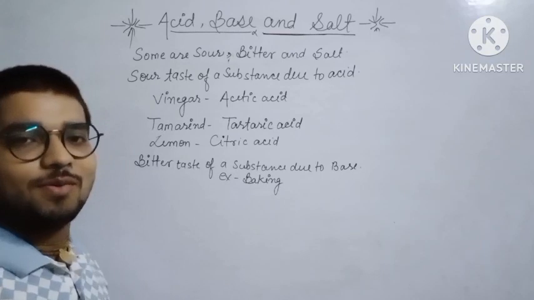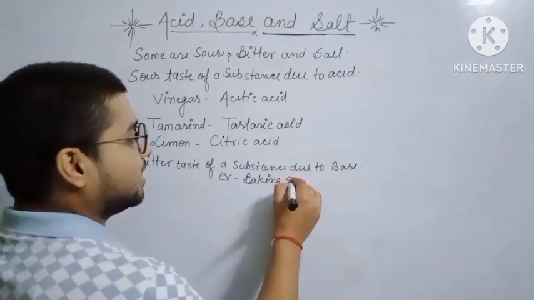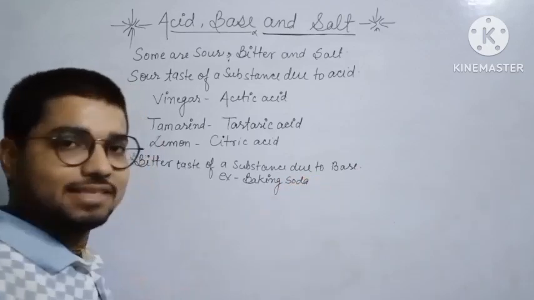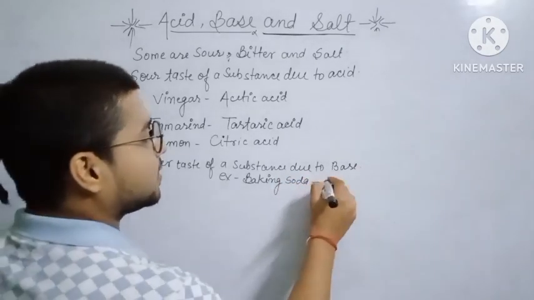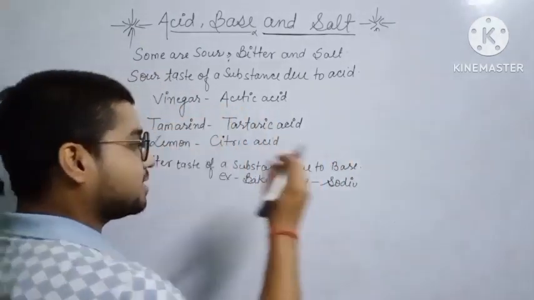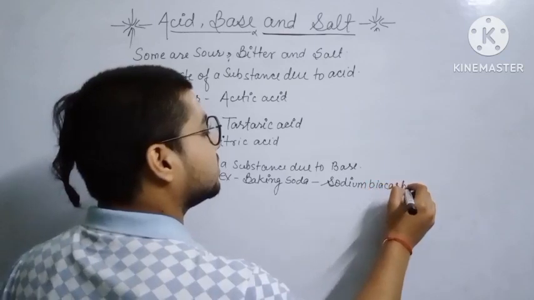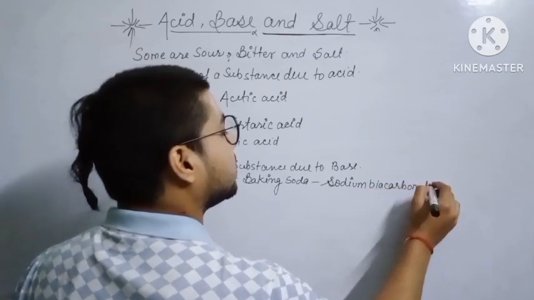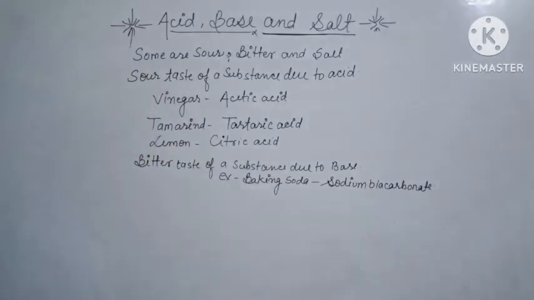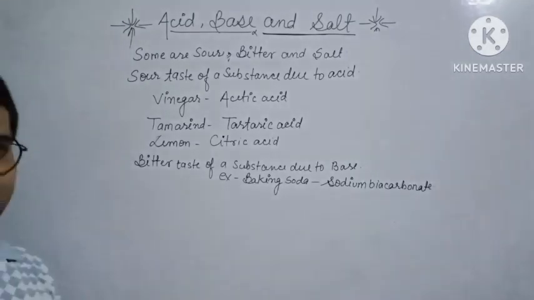We use baking soda for making crispy pakoras and cake, and it neutralizes acidity. Baking soda means sodium bicarbonate, which is available in all kitchens. So, acids are those substances which are sour and bases are those which are bitter.